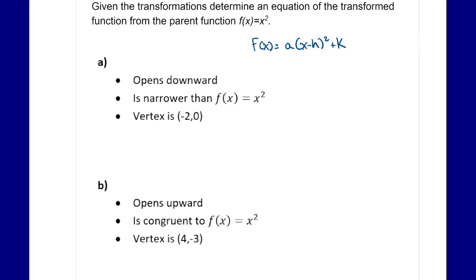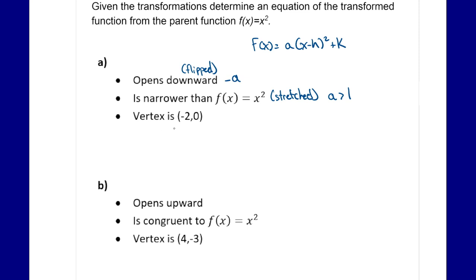So first one we see is that it opens downward. Opening downward is another word for basically saying that it's flipped. So because it's flipped, that means the a value has to be negative. So we have to have a negative a. If it's narrower than f(x) = x², this is another way of saying that it's stretched. And in order for it to be stretched, the a value has to be greater than 1.